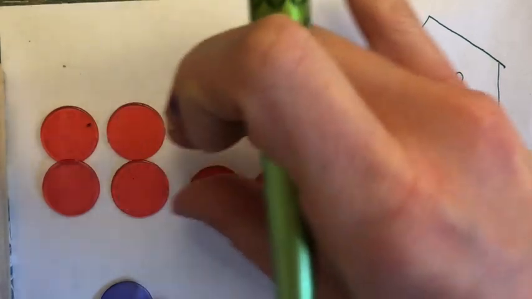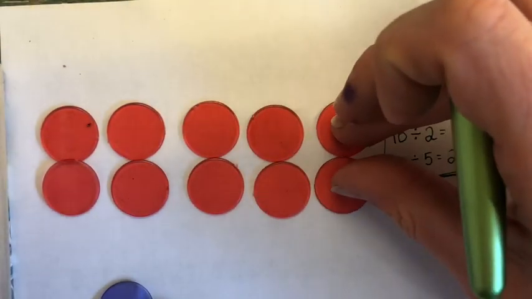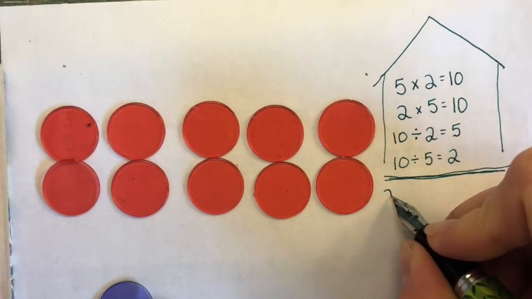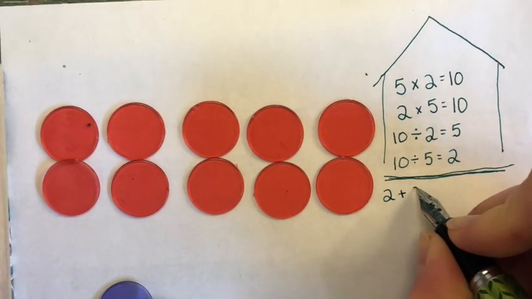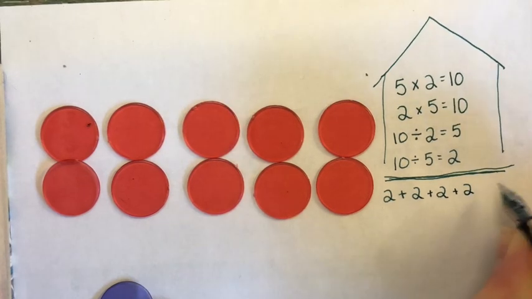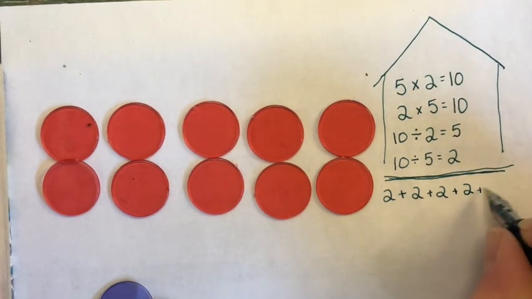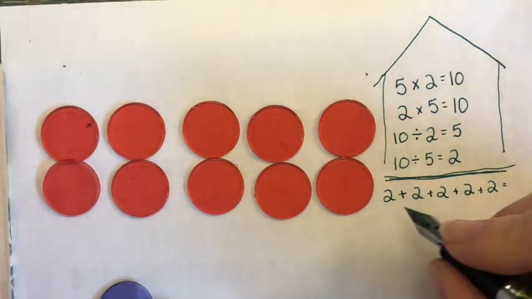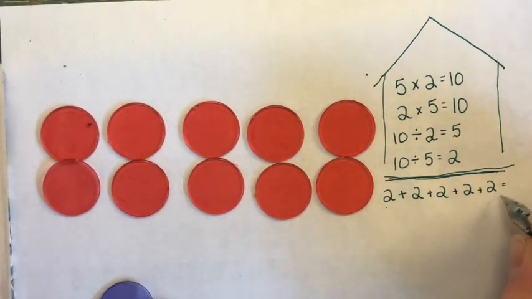I have 2, 4, 6, 8, 10. Do you see how they're in groups of 2? So let's do it. 5 2s. 1, 2. So 2 plus 2 plus 2 plus 2. So I've got 1, 2, 3, 4 plus 2. Wait for it, guys. I have to go up to 10. 2 plus 2 plus 2 plus 2 plus 2 is 10.